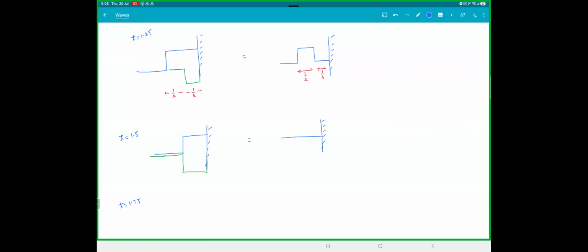At 1.75 seconds, there is only 1/4 of the wave left on the top. 3/4 of the wave has hit the wall. So 3/4 will get inverted. So this is the thing. The whole wave will not get inverted suddenly. So this will look like this. This would be the shape of the string.